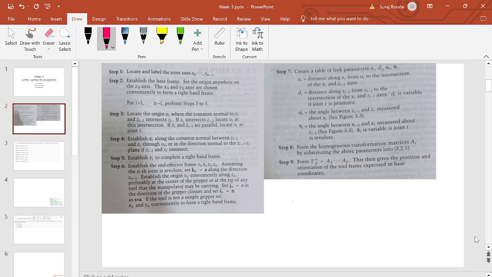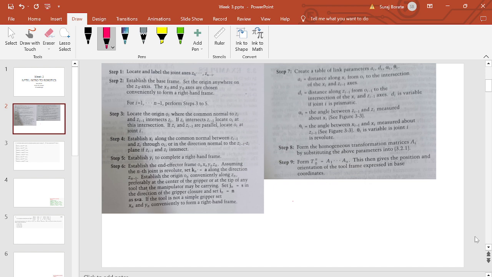And alpha i, the twist angle, is between Zi minus 1 and Zi, rotating about Xi. So alpha is not about the joint axis; it is about the x axis. Whereas theta i is the joint variable, and that is about the Zi minus 1 axis. If you just remember this, that also can answer some of the very basic questions, as we will see.